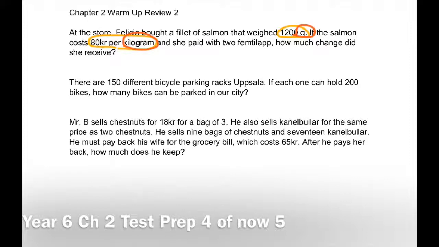So if this costs per kilogram, I'm going to change this. I'm going to say that 1,200 grams is the same thing as 1.2 kilograms. Because now it's in kilograms, and all I have to do now is times it by 80. So I'm going to count the decimal places, and then I'm going to go like this. So 12, because we moved the decimal, times by 80.